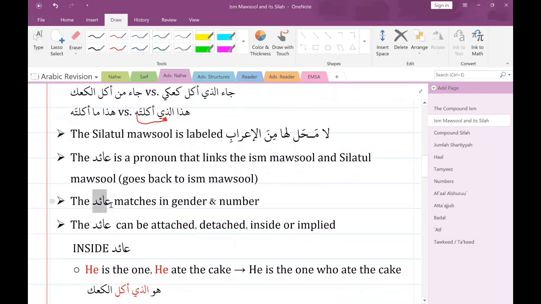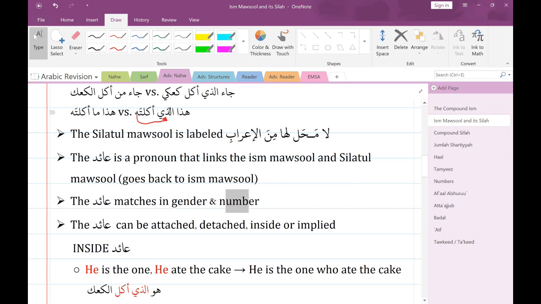And of course, the a'id has to match in gender and in number. We've already talked about number. We've said it's going to be the third person. Sorry, no, we've talked about gender. So it's either huwa or hiya. Number, basically, if it's dual, plural, whatever, it has to match in these two things.